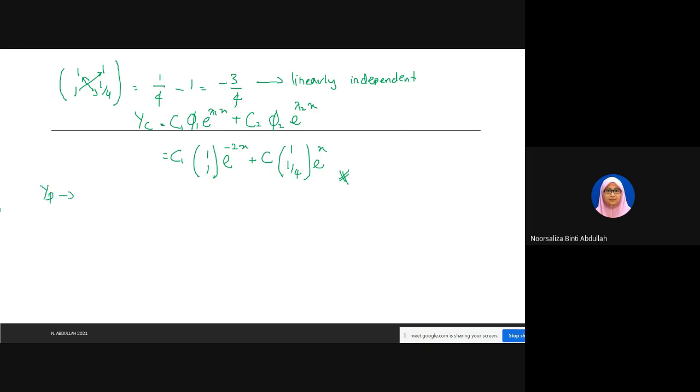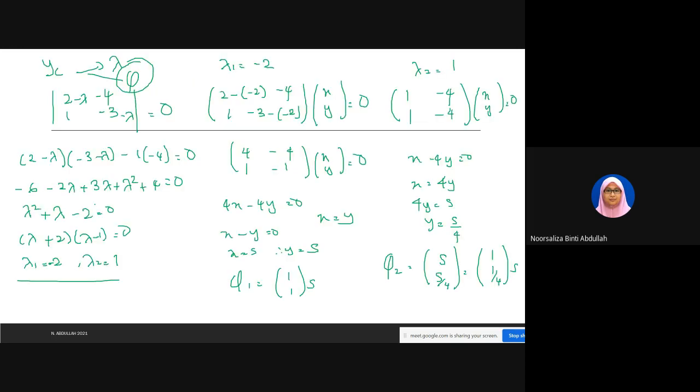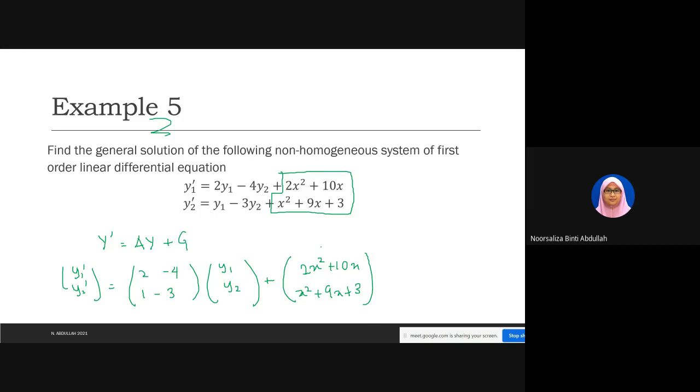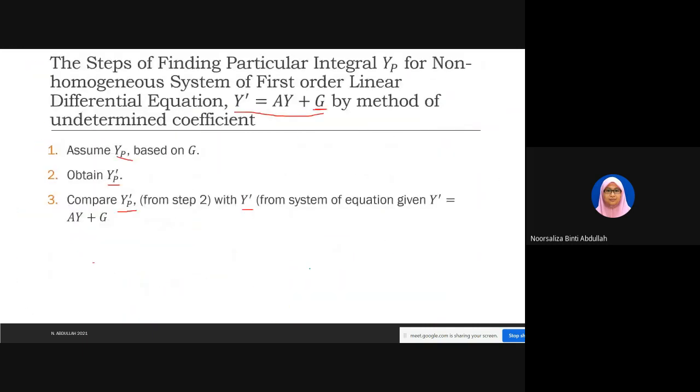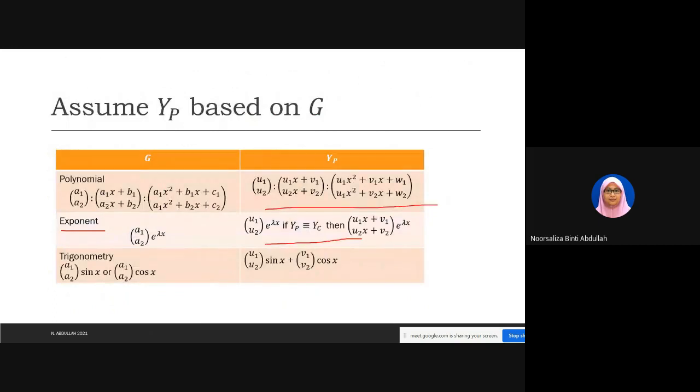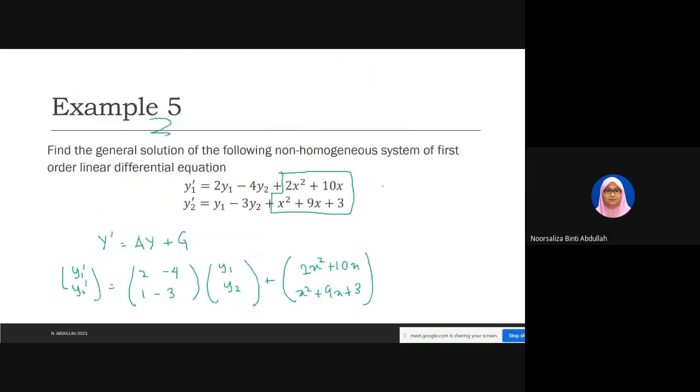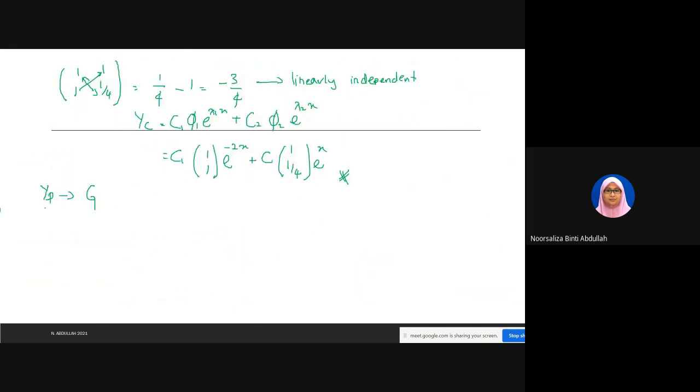Okay. So YP depends on your G. So look at your D here. G is a polynomial with a degree 2. Then you refer to the table. So if you have a G with X square, then your YP also X square. Now you have U1 X square plus V1 X plus W1. Then your YP will be equal to U1 X square plus V1 X plus W1, U2 X square plus V2 X plus W2.